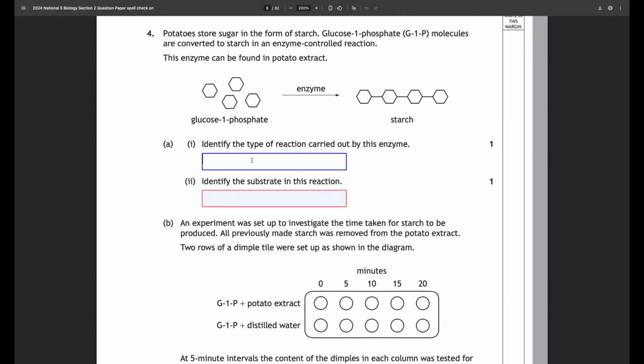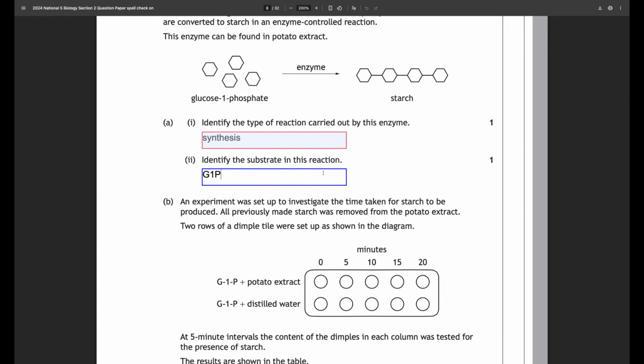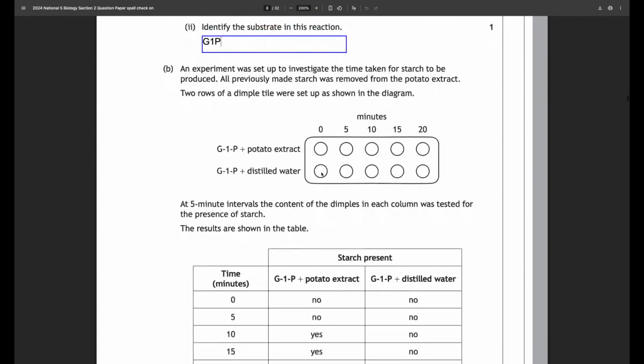And that's important because the first question asks us, identify the type of reaction carried out by this enzyme. This type of reaction is called a synthesis reaction. That's where we build up smaller molecules into one or several larger molecules. Identify the substrate in this reaction. Well, the substrate is what is acted upon by the enzyme, and the product is what is made at the end of the reaction. So in this case, it will be the glucose 1-phosphate, which is our substrate, and the starch, which is our product. Okay, so G1P or glucose 1-phosphate, you can write out the full thing if you like, is the answer there.